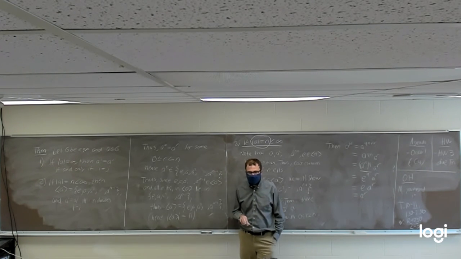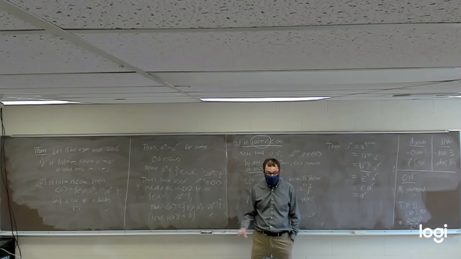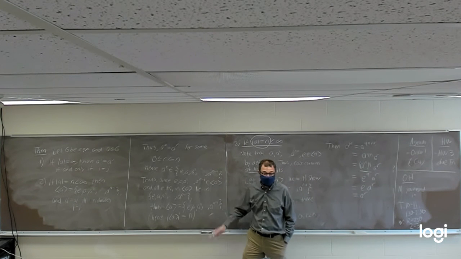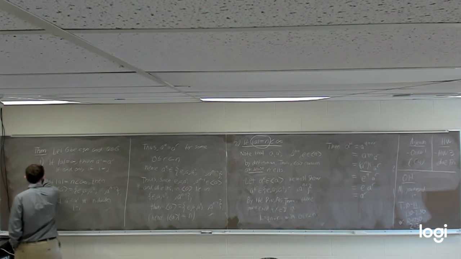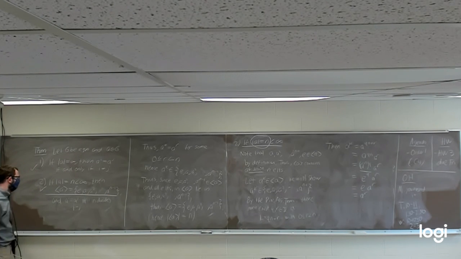Questions or comments? But wait, there's more. We haven't finished proving this theorem yet. We've proven this part, and we've proven this part. Still need to prove this part, that A to the I equals A to the J if and only if n divides I minus J.